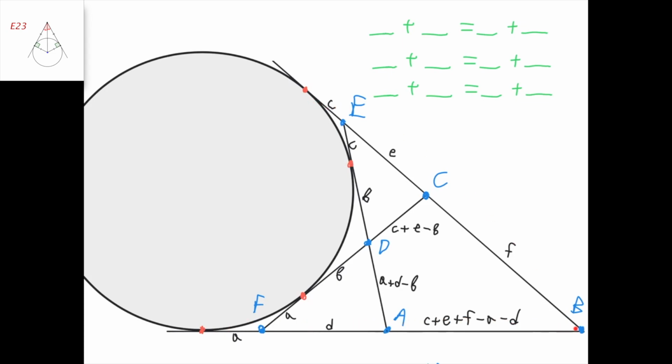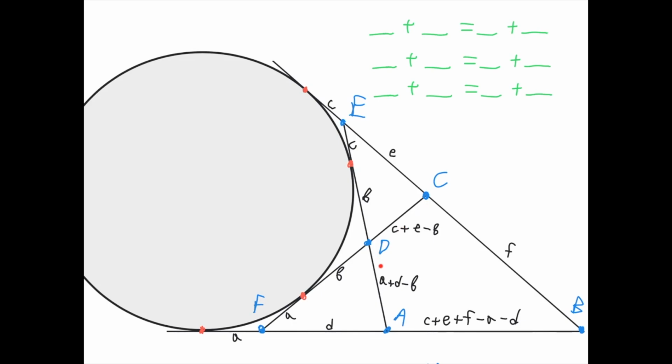So this should be c plus e plus f minus a minus d. Now let's first look at the sides of the initial quadrilateral. Take this plus this. We have that a and d cancel out here and here, and we get c plus e plus f minus b. But this plus this is exactly c plus e plus f minus b, and therefore ab plus ad equals bc plus cd. So we've got our first equation here.